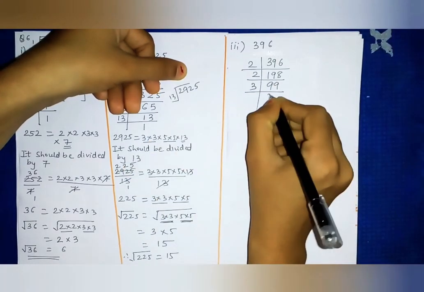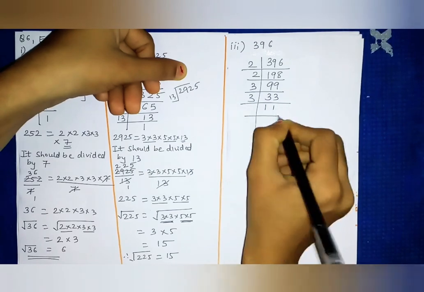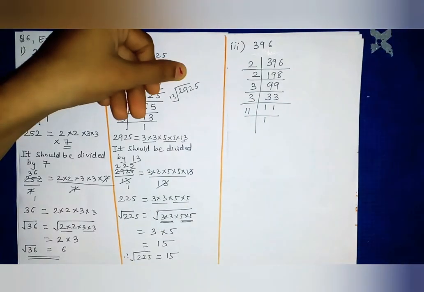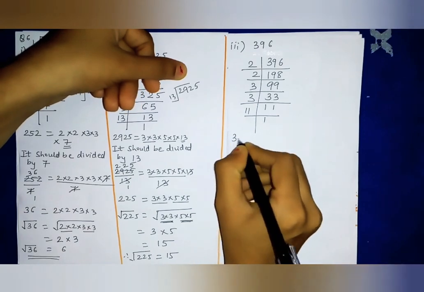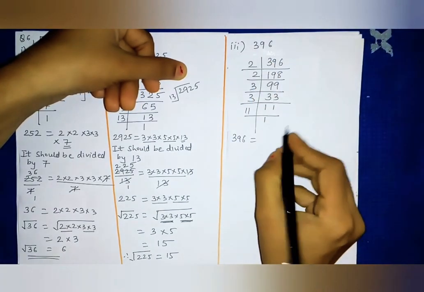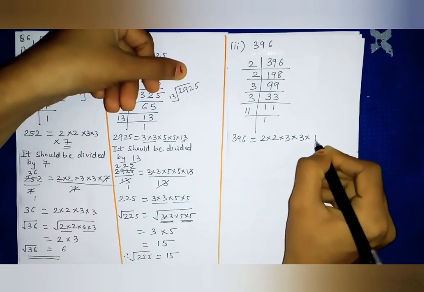So we will take 3. So 3 3s are 9, again 3 3s are 9. Now 3 ones are and 3 ones are. Now 11, so 11 ones are 11. So these are the factors of 396. So we will write here 396. These factors we will write 2 into 2 into 3 into 3 into 11.